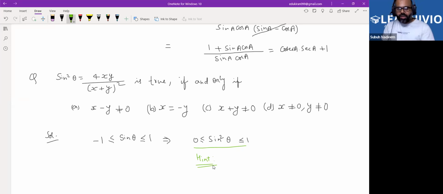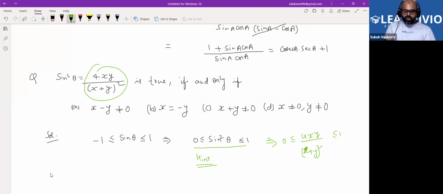So from there, the trigonometry is over. Now you will know that sine square theta is this thing, so you will write it as 4xy by x plus y whole square, which is between 0 and 1. And this is now not trigonometry. Now a simple algebraic inequality is there, and you have to see what condition should be true for this to be true.